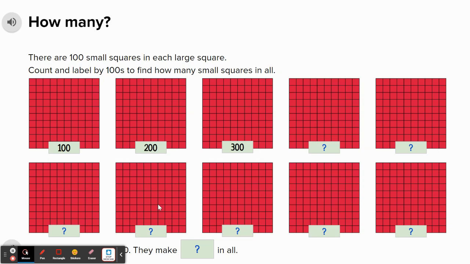600, 700, 800, 900. Is the next number 1000 or is it something different, second graders? It is 1000. We're skip counting by hundreds. What comes after 900 is 1000. So on this slide, there are 1000 tiny red squares all together. There are 10 groups of 100 to equal 1000.